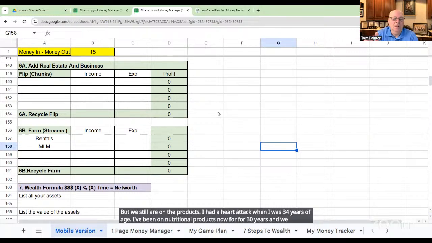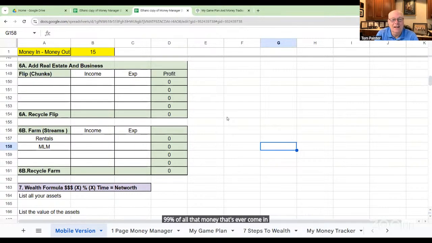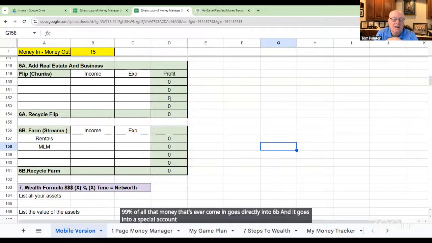And we built a business. All that money that comes in, 99% of all that money that's ever come in goes directly into 6B, and it goes into a special account for my son, and we put it into Warren Buffett stock. And so money's coming in and it's making more money. So I'm not living off that money.